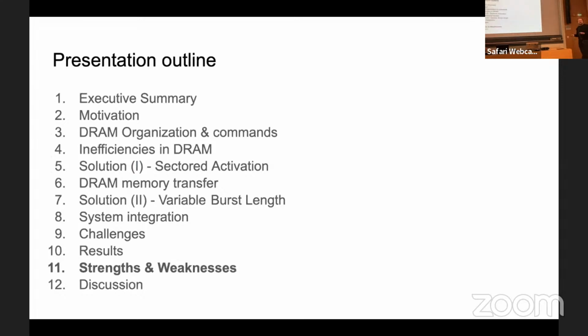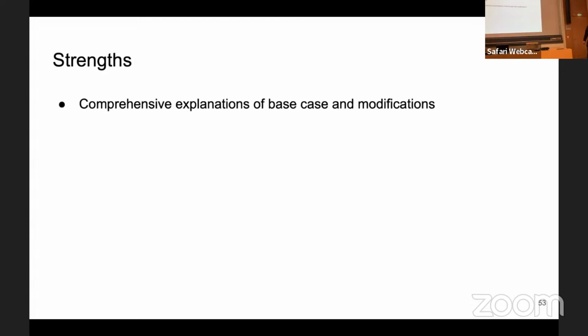Okay, so I hope you now have an idea of the paper. Final point is the strengths and weaknesses of the paper. For strengths, I think it had very comprehensive explanations both for how base DRAM usually works and how all of their modifications work. This was very helpful for me because it was very readable, even for someone who had a very foggy memory of how DRAM works, or who had one before I started reading this paper.